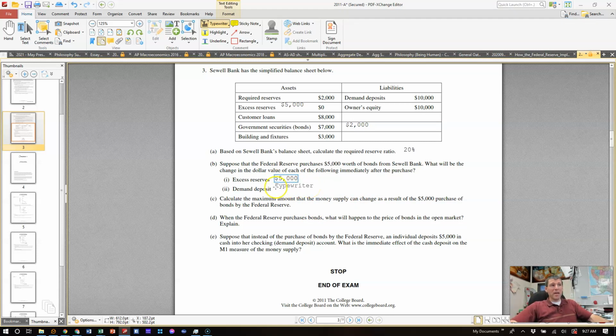Okay, how much is demand deposits increasing by? The answer is 0, because that money is not going into deposits. Again, the Fed is not depositing it. It's going to be straight up 0.